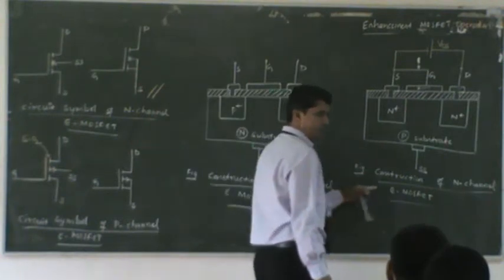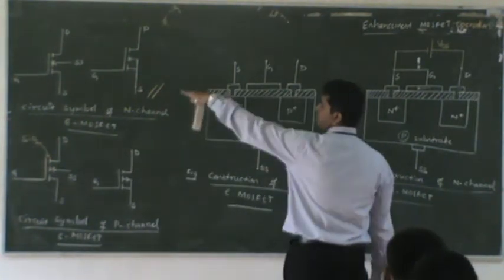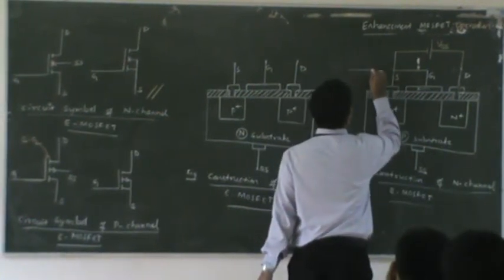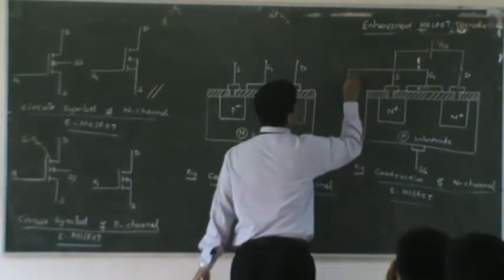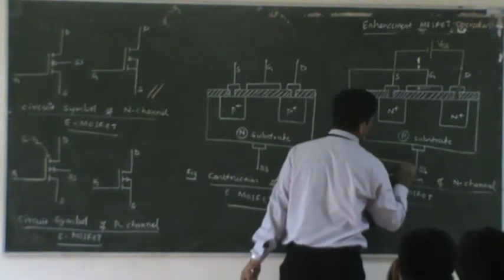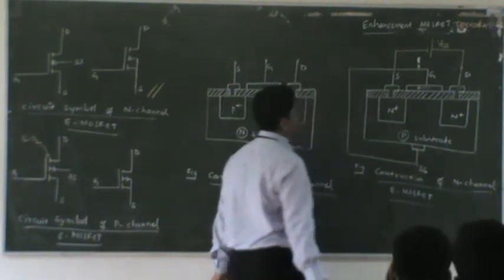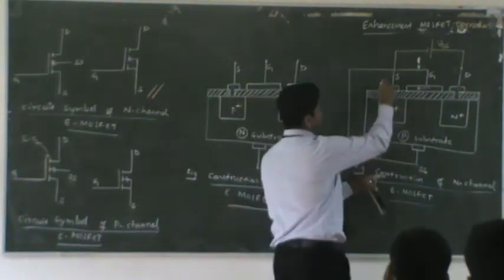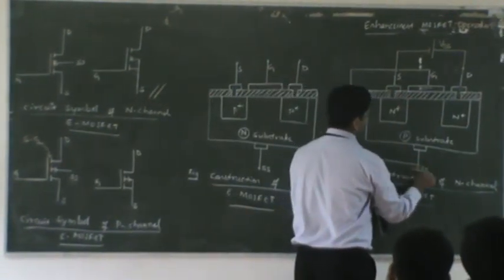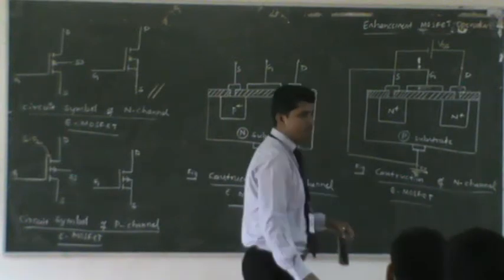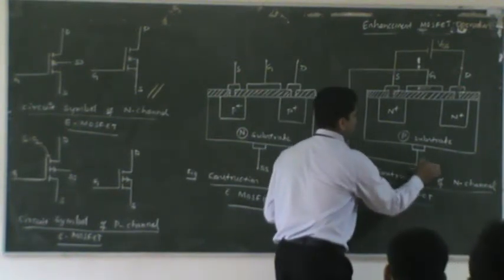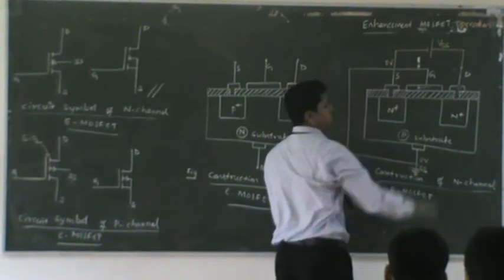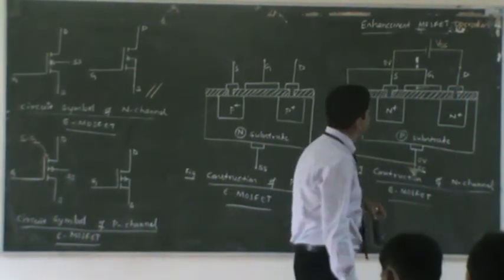The P substrate, look at that simple. Short circuit the source and substrate. Let us short circuit this source and substrate. The voltage between the source and substrate: this is grounded. Ground means it is 0 volts. The same 0 volts is also here at the source.